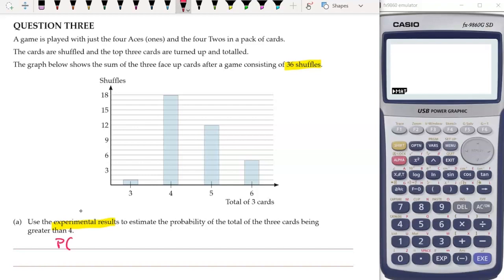So the probability that the sum is more than 4, well, we've got 36 in total, and there is just 1 that's not. Oh wait, more than 4 means we've got to do the 5 and 6 together. So that'll be 12 here on that line, and that line here is 5. So 12 plus 5 is 17 out of 36.